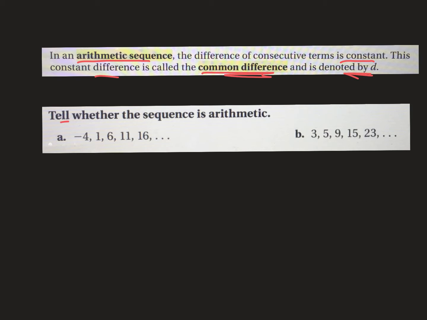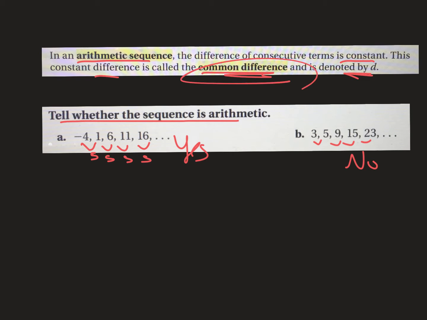Okay, so the first problem's here: tell whether it's arithmetic or not. As you can see, these terms are all increasing by 5. Because the differences are the same, that is arithmetic. That's a yes. The second one goes up by 2, then 4, then 6, and that's a no because the differences have to be the same. It has to be a common difference for it to be arithmetic.